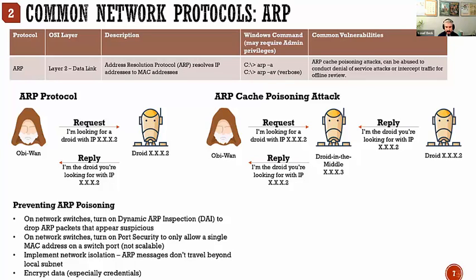And then you can also implement network isolation, essentially dropping ARP messages so they don't travel beyond the local subnet. And then also, to try to mitigate someone doing the cache poisoning attack, because a lot of times what they're trying to do is get you to authenticate against them versus another system, you want to encrypt your data, especially credentials. Any authentication methods that you're using that are passing credentials, you want to be encrypted on the network so that that droid in the middle can't see them.